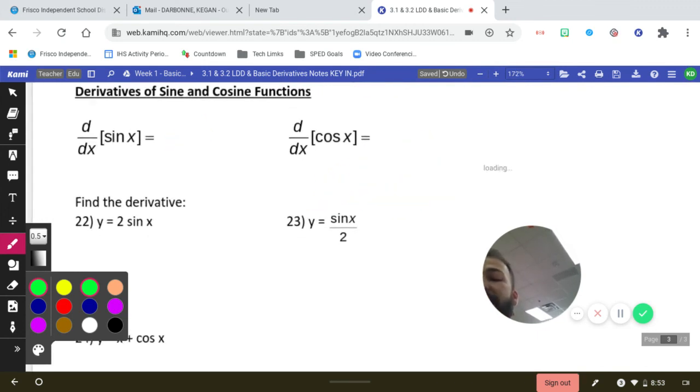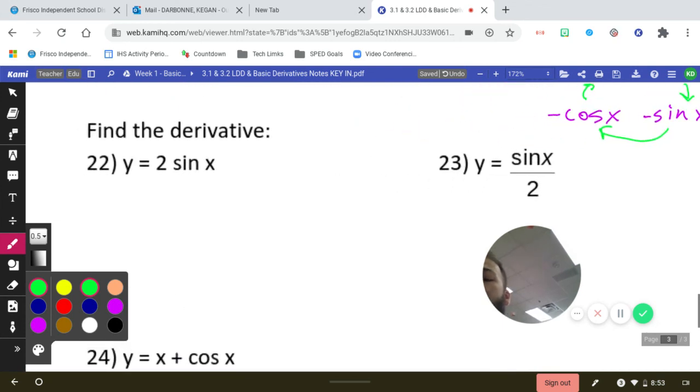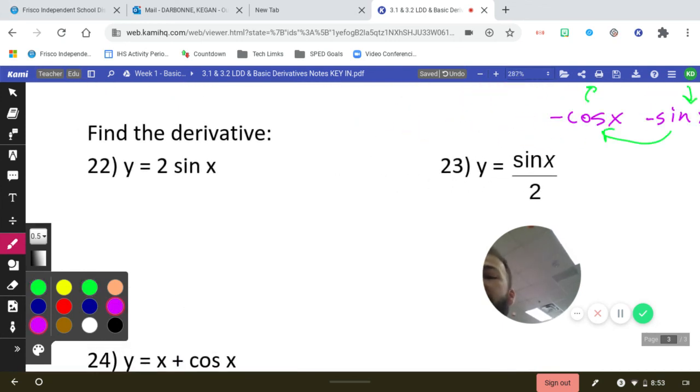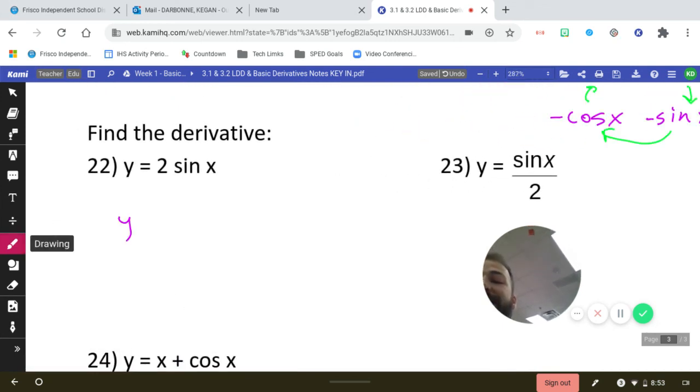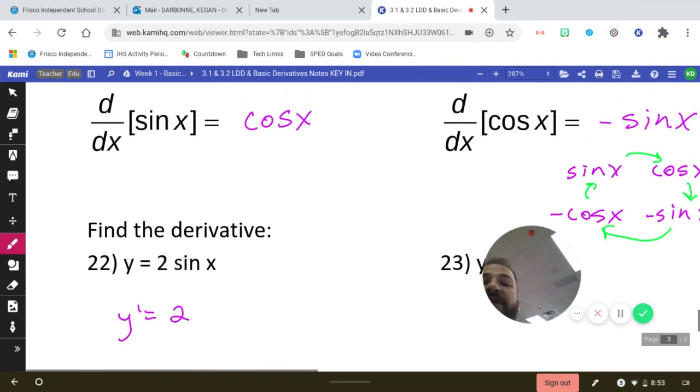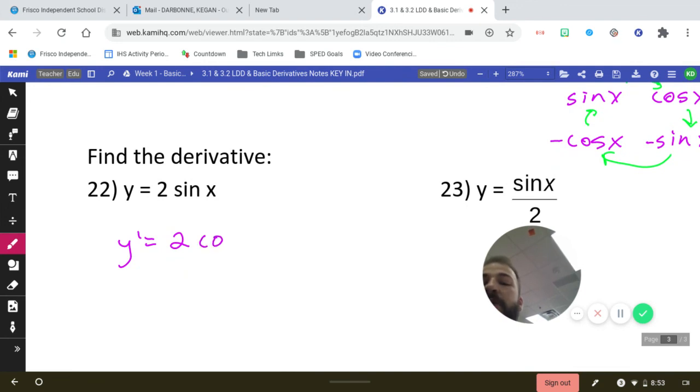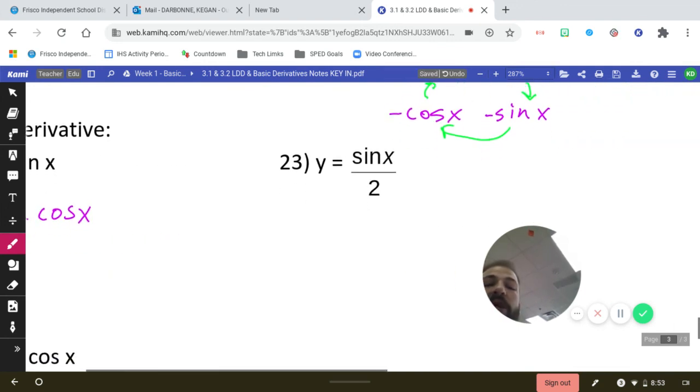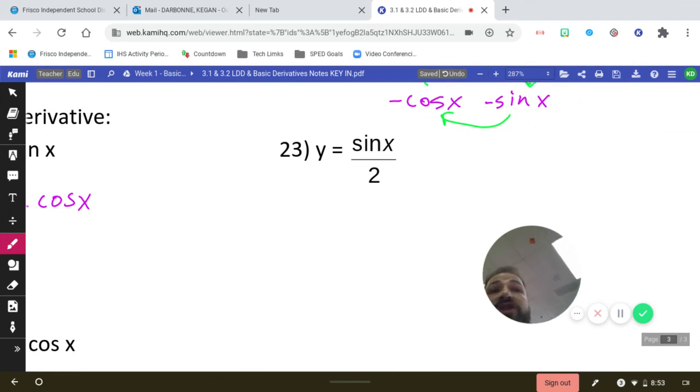Y equals 2 sine of x. Okay, well, just like we talked about before, 2 is a constant being multiplied, so it's going to stay the same. So y prime is equal to 2. Sine of x's derivative is cosine of x. So this just becomes 2 cosine of x. Nice and easy. 23, we have y is equal to sine of x over 2.